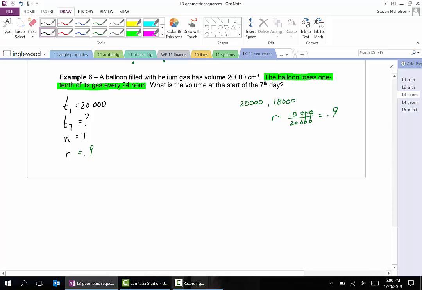And as soon as we think about that, then T of 7 is going to equal T of 1 times 0.9 to the 7 minus 1, or 6. And again, if you're going to do this by hand, which I hope you don't do, you do the exponent first, then you'd multiply by 20,000. And here's what we would get. So that would be how much gas. So the key thing in this question is determining r, and you might have to write out a little bit of the sequence to figure out what r is.